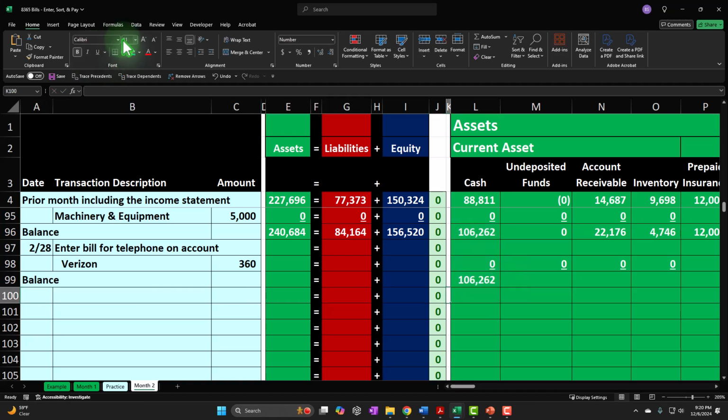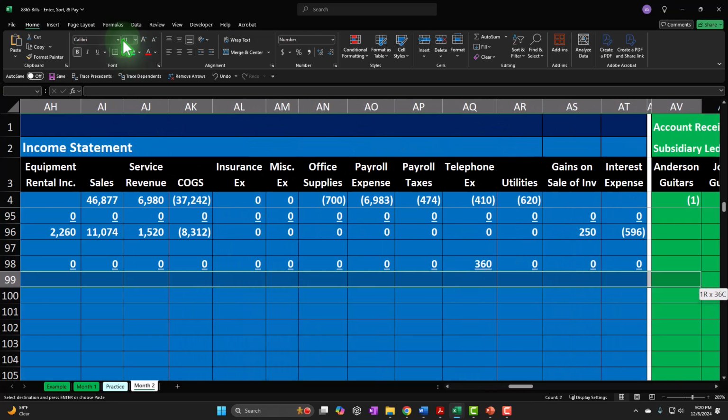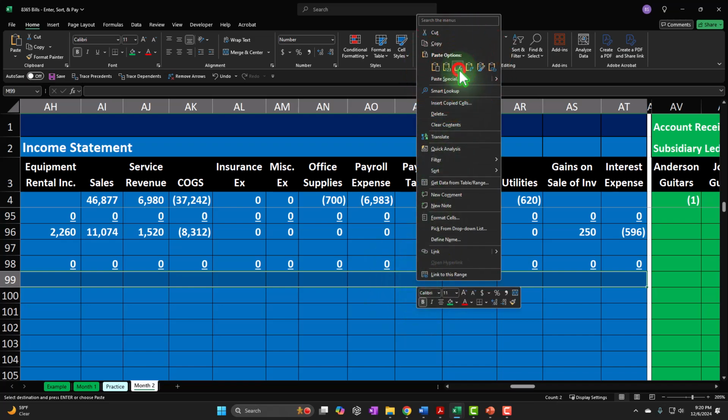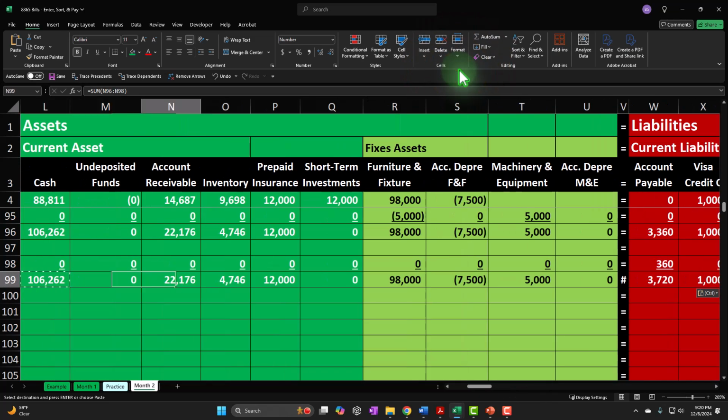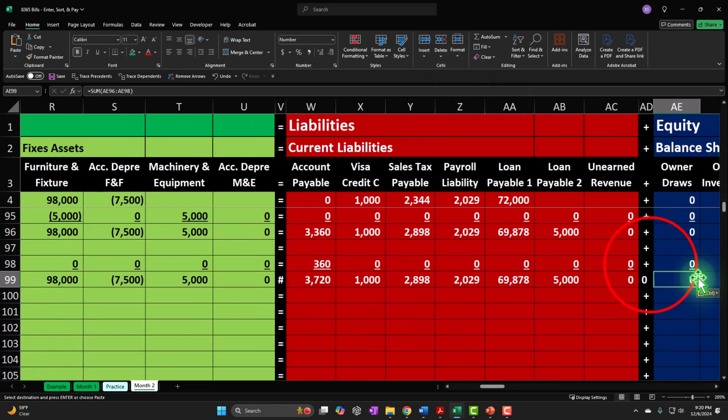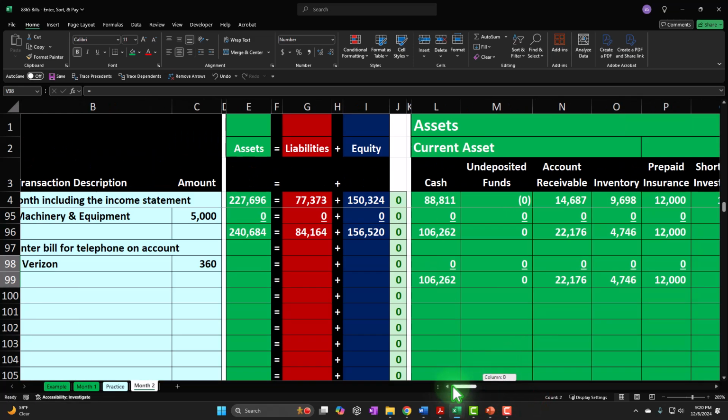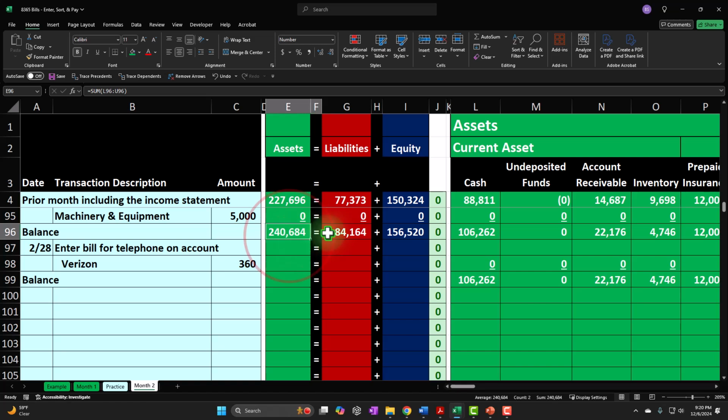We're going to copy that, Control C, and then hold down Shift, scrolling to the right, and we'll right click and paste it with just the formulas only. There we have it. And then I'll pull down the symbols so everything is nice and tidy, nice and neat. And then let's pull down the balance.